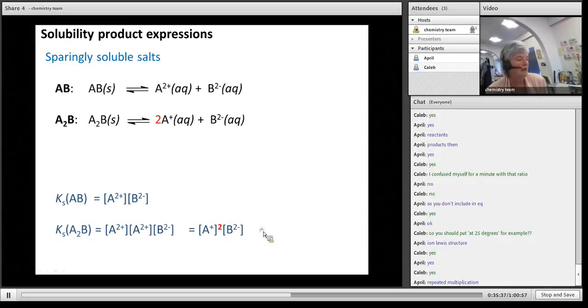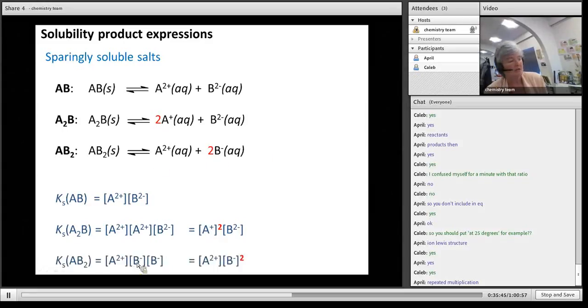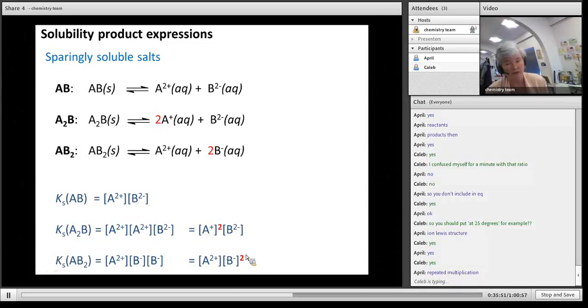Okay. And then the other way is, of course, you've got now two lots of B, so it's A plus B, so it's going to be A times B, which is A times B raised to the power of 2.